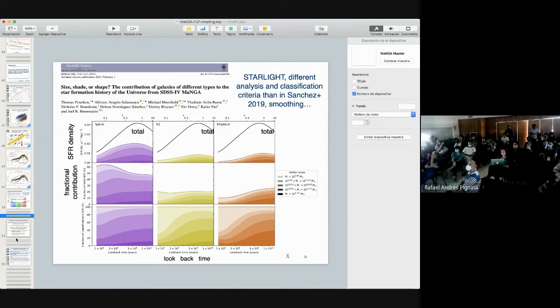There are other groups in the MaNGA collaboration which are working specifically with lenticulars. There are others that are specifically working with barred galaxies, for example, or even with ring galaxies. So there is a lot of work to do, in fact. But with the lenticulars, I think that is all that I can say right now.